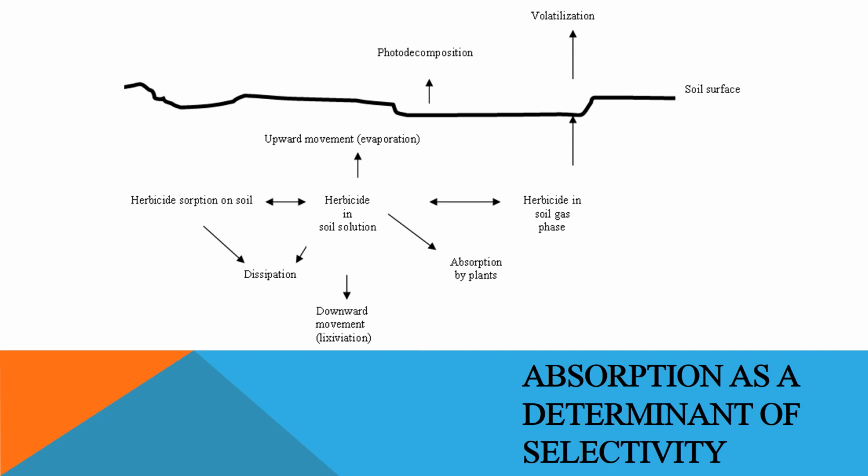A major determinant of herbicide selectivity is the plant's growth stage when the herbicide is applied. Some plants show maximum susceptibility in early seedling stages and greatly reduced susceptibility after fruiting. Much of this can be traced to absorption.